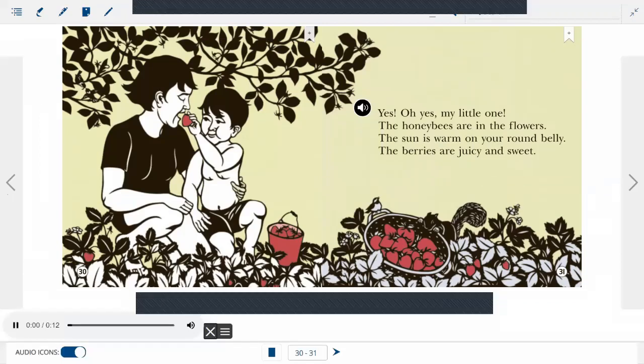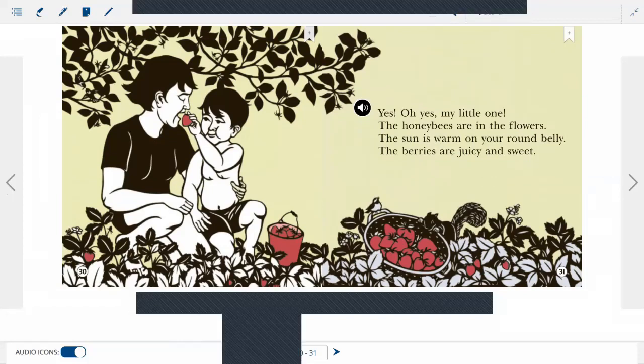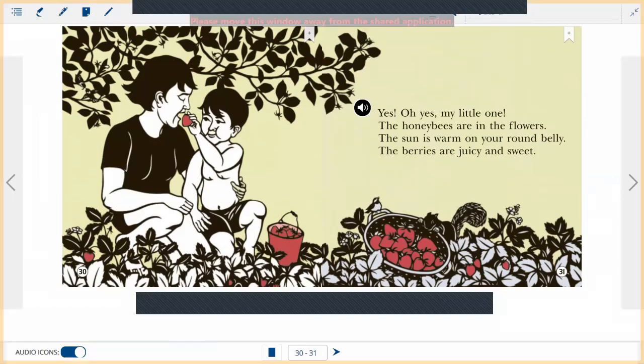Yes, yes, oh yes, my little one. The honeybees are in the flowers. The sun is warm on your round belly. The berries are juicy and sweet. All right, so what did you hear that reminds you of summer?